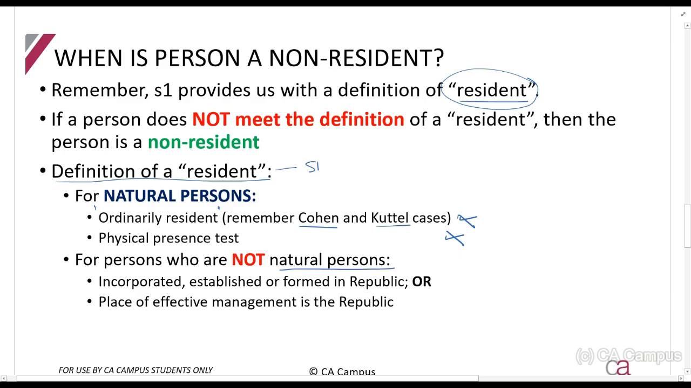Remember, you're a resident if you're not a natural person, so if you're a company, if you are incorporated here, meaning you were formed in terms of the Companies Act of South Africa, or if your place of effective management is in the Republic. And I'll have to indicate that to you. So if you're not a resident, then you are a non-resident.